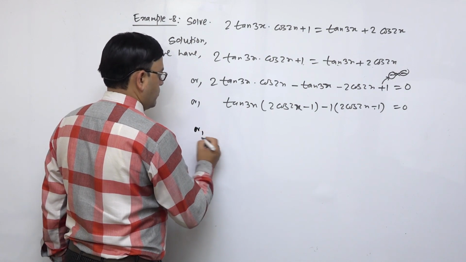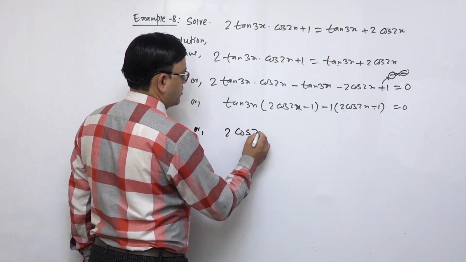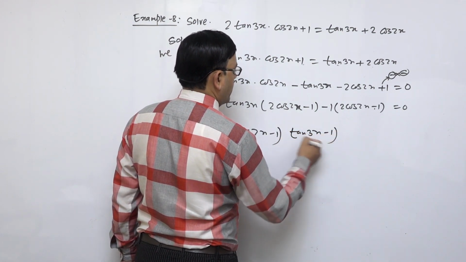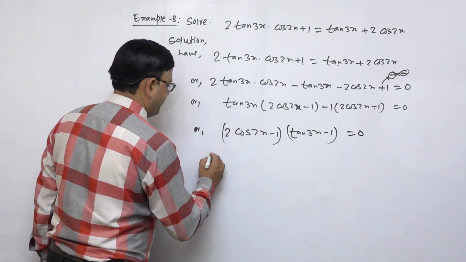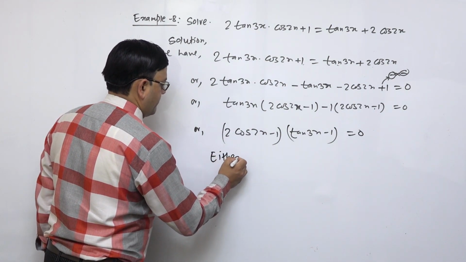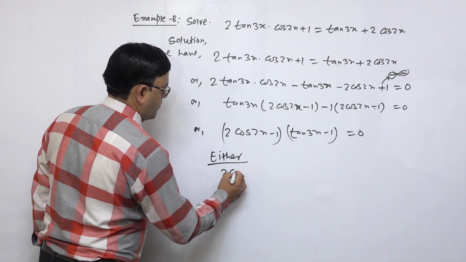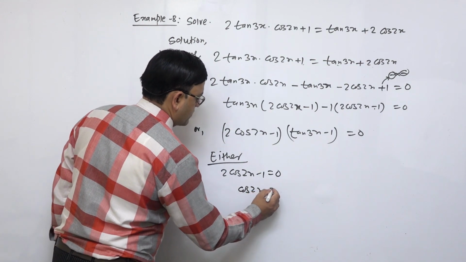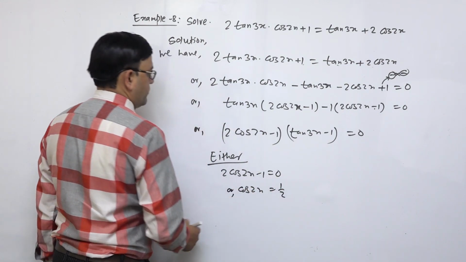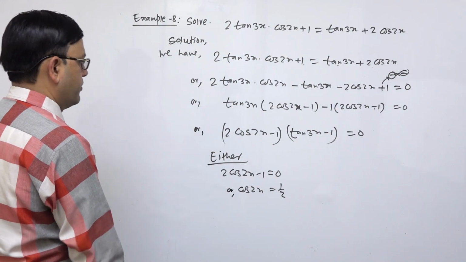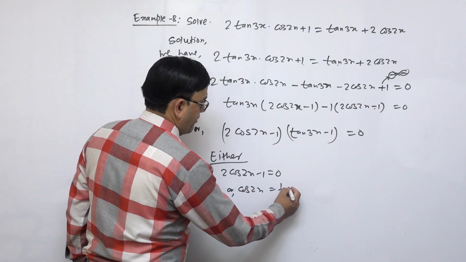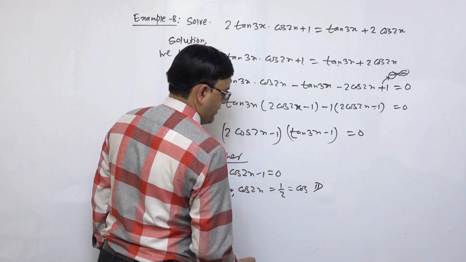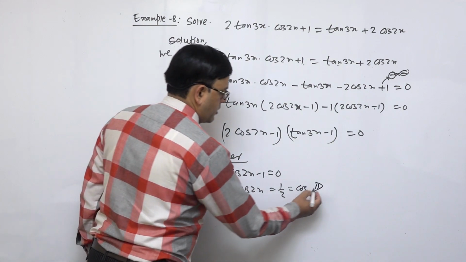Or we have common 2 cos 2x minus 1, then we have tan 3x minus 1 is equal to 0. Now either 2 cos 2x minus 1 is equal to 0, which gives cos 2x is equal to 1 by 2. So cos 2x is equal to 1 by 2, now we can write this as cos pi by 3.